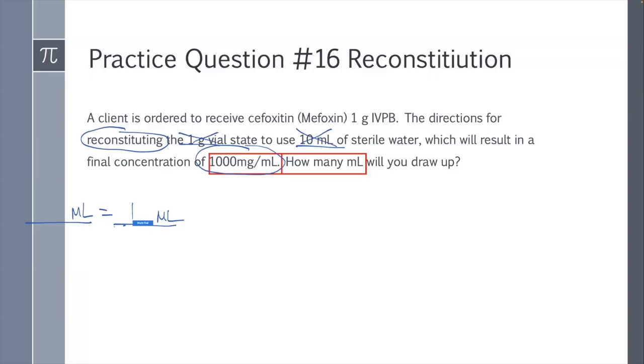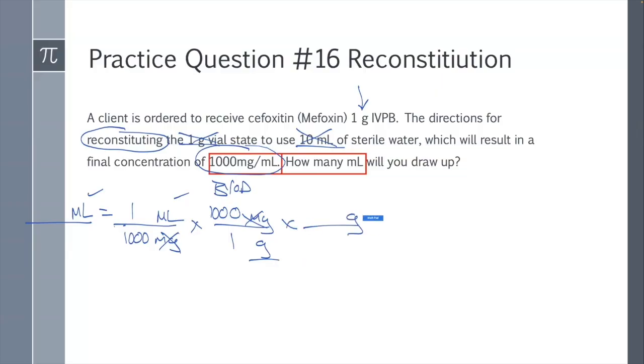Okay, so my 1 milliliter is 1,000 milligrams. Okay, I don't need milliliter per milligram. My final answer is just milliliters. So we gotta get rid of the milligrams. And we know that there's a relationship between milligrams and grams. That's 1,000 milligrams for every 1 gram. Now I have milliliters, which I need, I have grams, which I don't. So I gotta move my grams up.